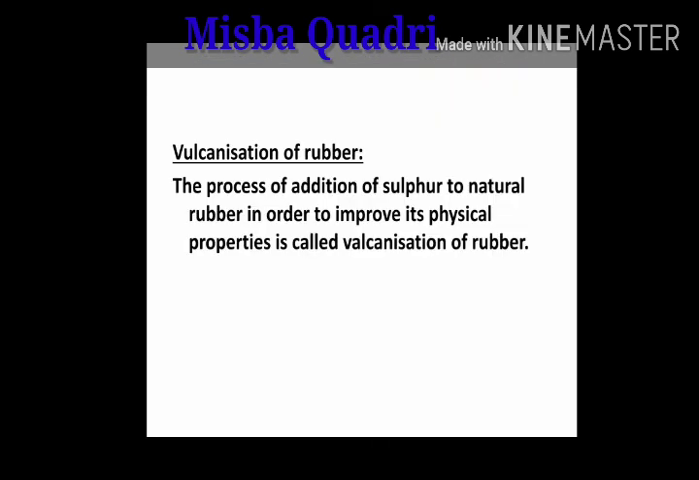Next, one concept, that is vulcanization of rubber. Here sulfur is the most important element for vulcanization of rubber. The process of addition of sulfur to natural rubber in order to improve its physical properties is called vulcanization of rubber. It can be asked for 1 or 2 marks. The addition of sulfur to natural rubber to improve its properties, that is called vulcanization of rubber.